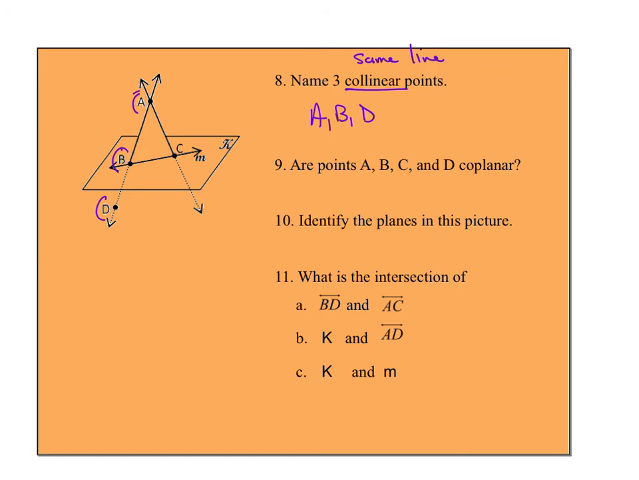Those are the only 3 that would work. A and C, B and C, those would be collinear, but they want 3. That's only A and B and C and A and C, it's only 2. So are points A, B, C, and D coplanar? Well, let's look. B and C are definitely coplanar. A seems to be up here, D is down here, so I'm going to say no.